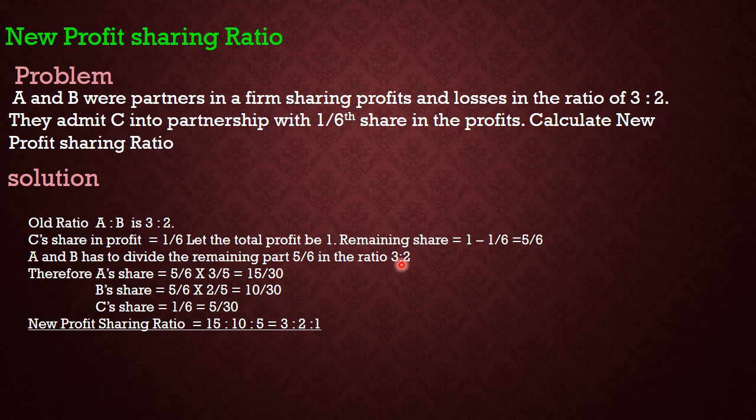Therefore, A's share is equal to 5/6 into 3/5, that is equal to 15/30. B's share is equal to 5/6 into 2/5, which is equal to 10/30. C's share is 1/6, which is to be converted to 5/30. So the new profit sharing ratio is 15:10:5, that is equal to 3:2:1.